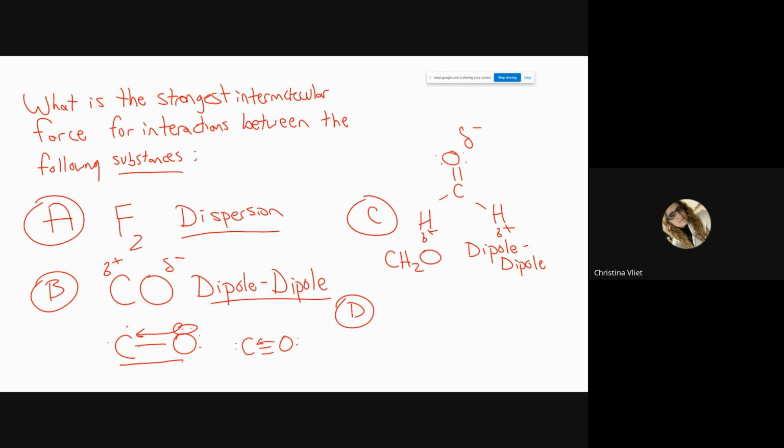So what about this next one? For this one, you have to draw the Lewis structure. So I could do this where I give you the formula, and you have to write the Lewis structure to come up with it.